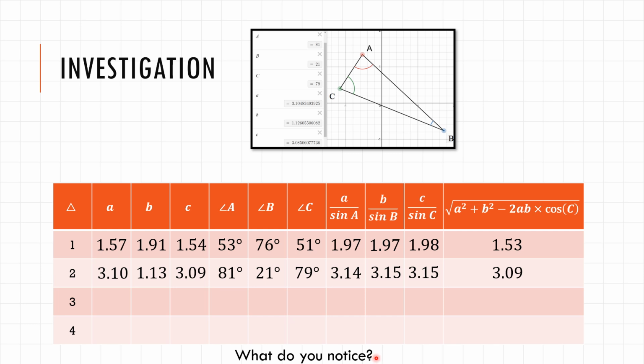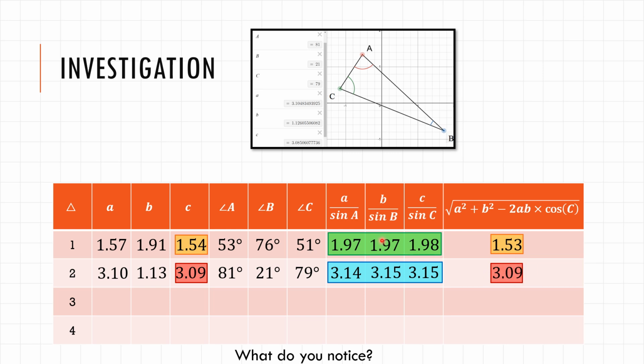Well, on my chart, I'm noticing that these three numbers are really, really close. And in my second row, these three numbers were really close as well. I also noticed that this number here was really close to this number over here. And in my second row, not only were these three very close, but 3.09 was exactly the same as 3.09 over here.